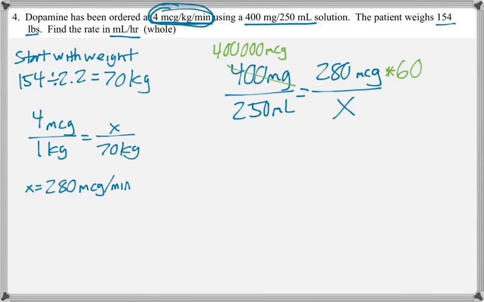So I'm going to take 250 times 280 times 60 divided by 400,000. And we get 10.5, but they want us to round this to the nearest whole number, so it will be 11 mLs per hour.